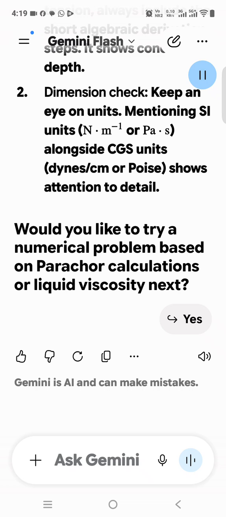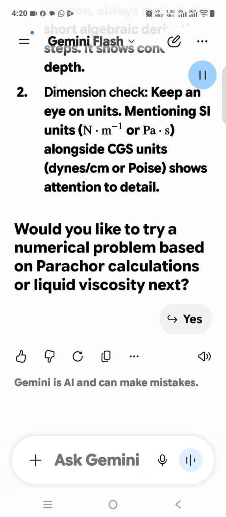Question 2. Temperature dependence of viscosity. 15 marks. Question. How does the viscosity of a liquid vary with temperature? Derive the Arrhenius equation for liquid viscosity and explain the physical significance of the activation energy, ΔE_vis.